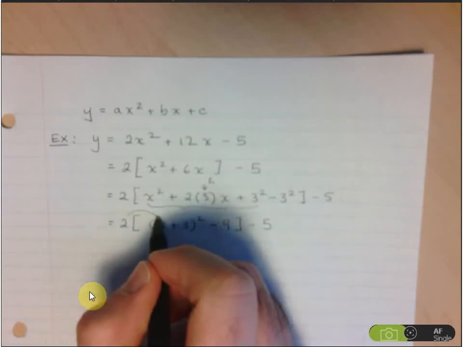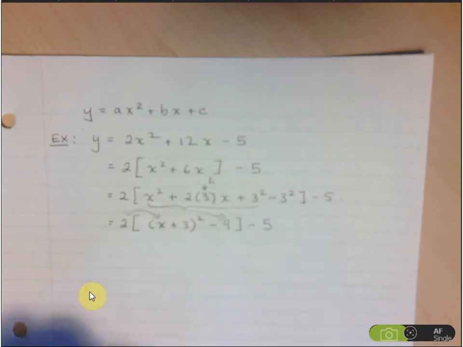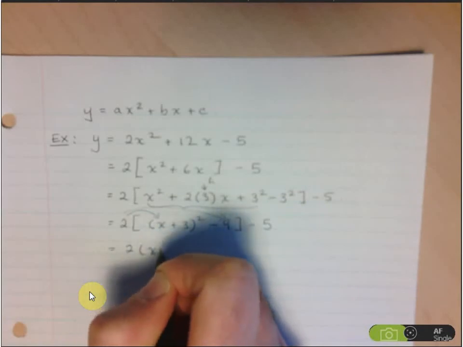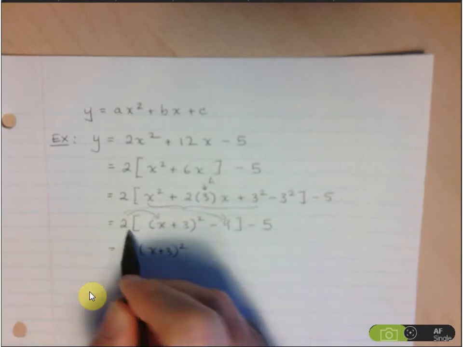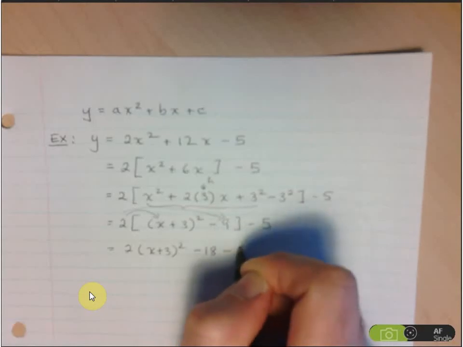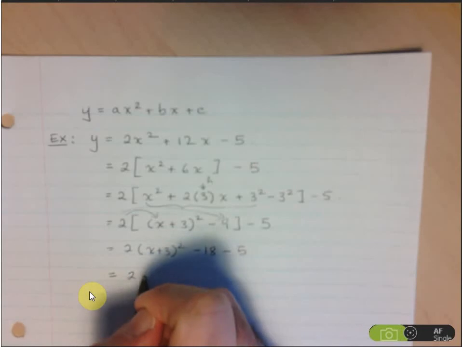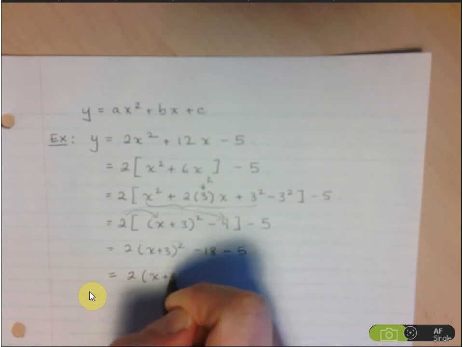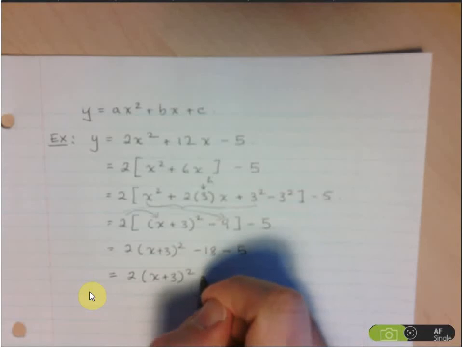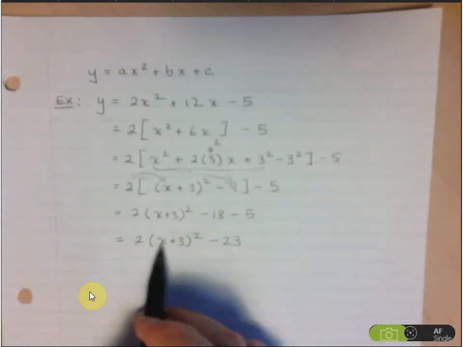So I'm going to multiply to the first term, x plus 3 squared, and multiply to the second term, the minus 9. So what we end up with here is 2 times x plus 3 squared. Then 2 times negative 9 is minus 18. And then, of course, the minus 5, which will now incorporate into our final answer, which is going to be 2 times x plus 3 all squared, and negative 18 minus 5, or minus 23. Okay, and we have vertex form.